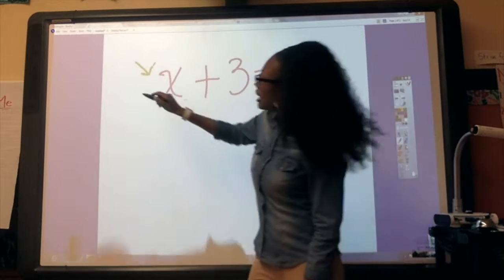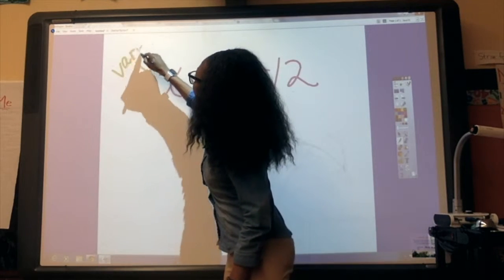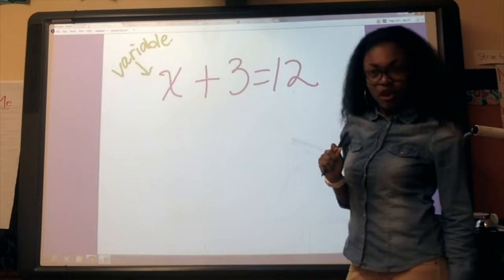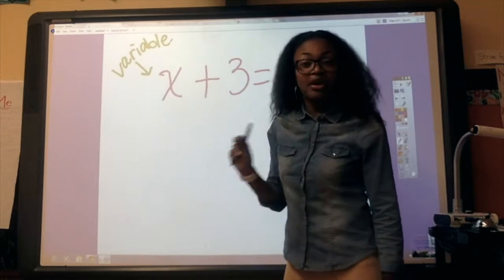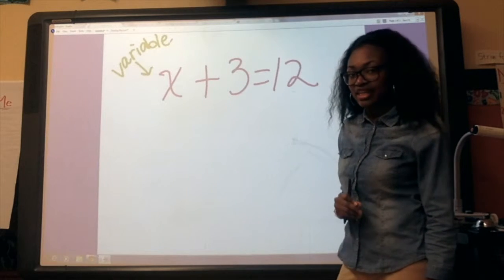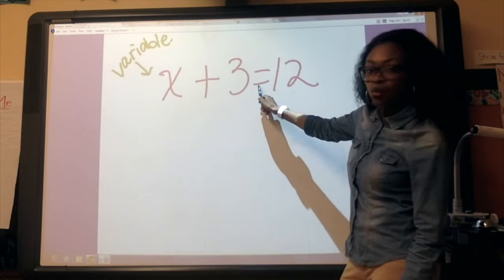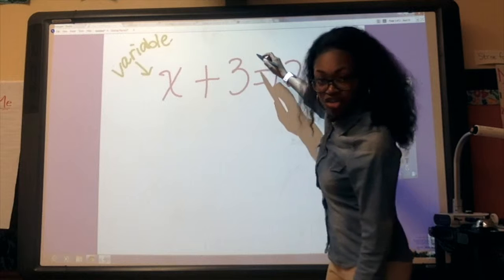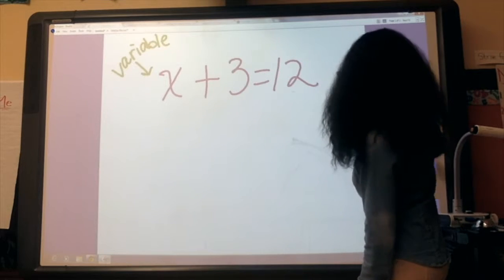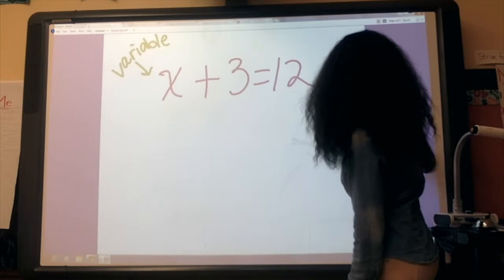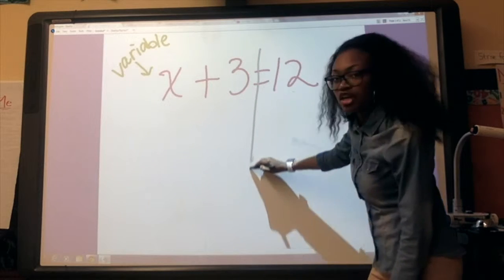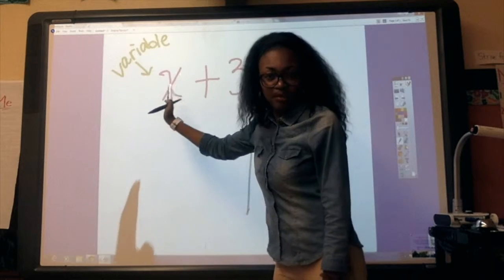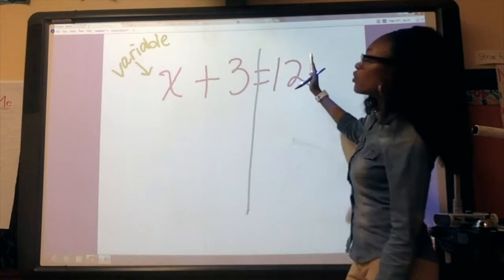So what I'm going to do is label my variable here. And I know by the end of this problem, this variable x must stand alone. It must be isolated. Also, an equation always has an equal sign. So what I'm going to do here is draw a line directly down the middle of my equal sign. This shows me that whatever I have on the left side of my equation must equal the right side of my equation.